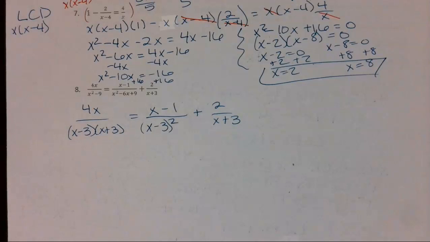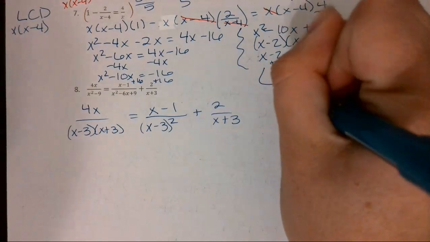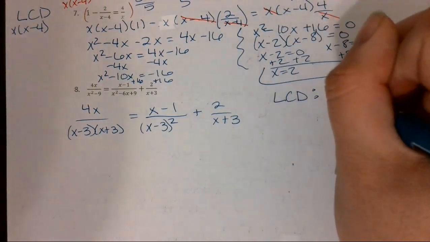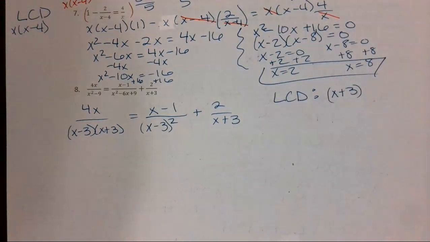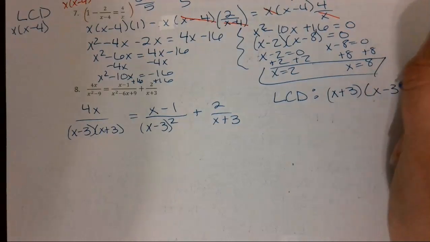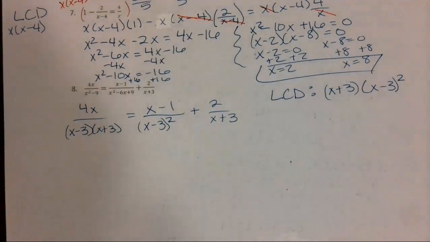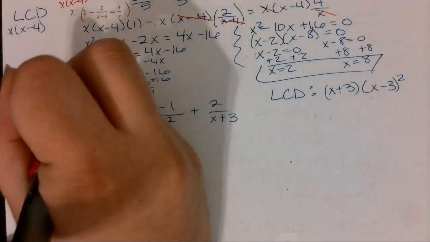So my LCD here is a little different. I need x plus 3. I only need one of those, but I need 2 x minus 3's. So that's going to be an x minus 3 squared. So when I go ahead and multiply, I'm going to multiply by that whole thing.